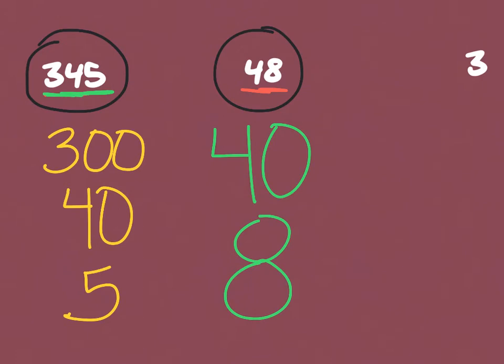Lastly, let's look at 3. What place value is this in? If you answered ones, you are correct. There are 3 ones. You're doing awesome. Now let's review what we have learned.